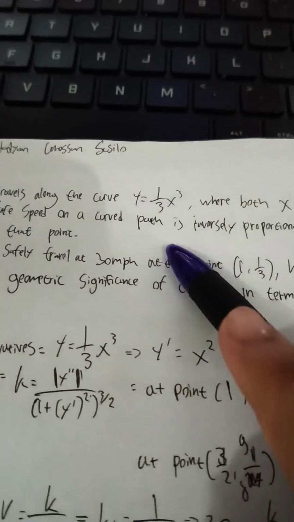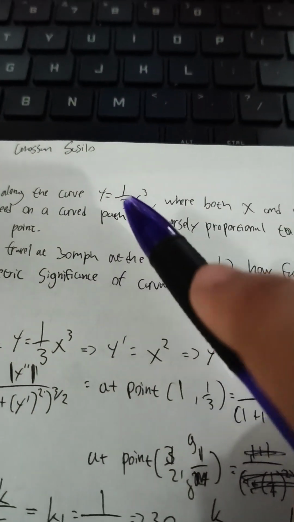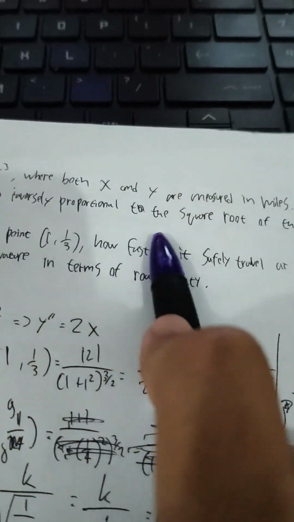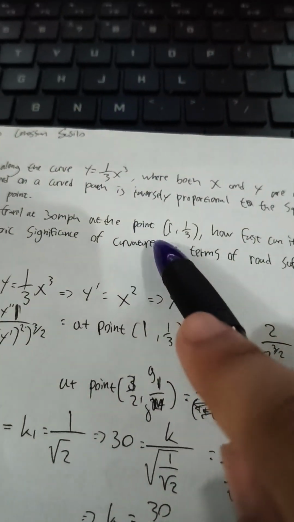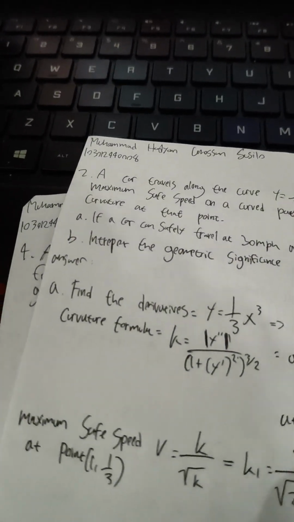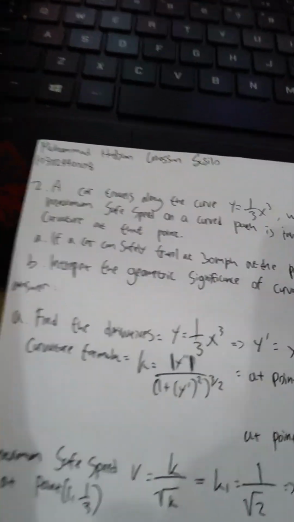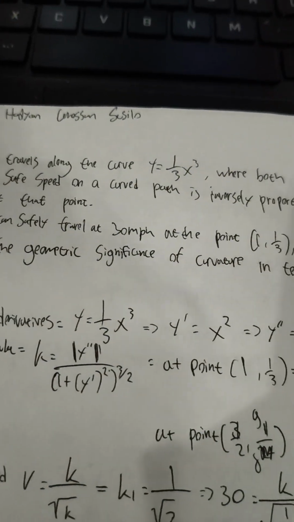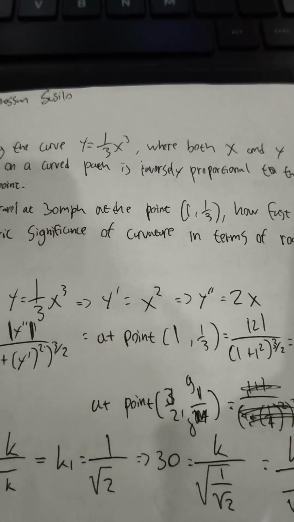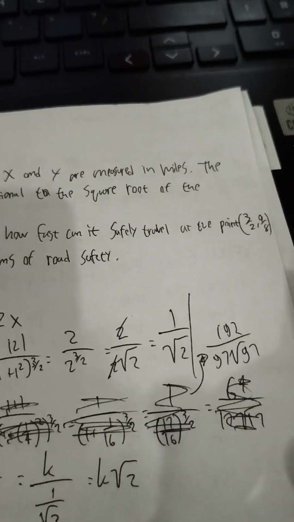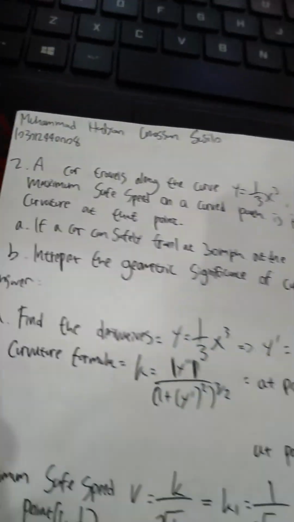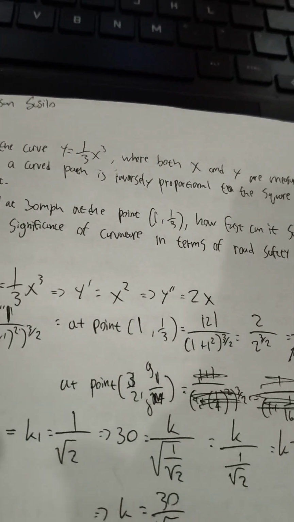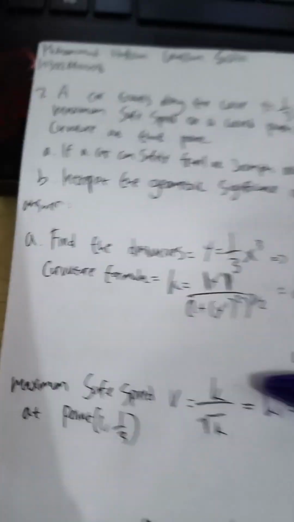A car travels along the curve y = (1/3)x³, where both x and y are measured in miles. The maximum safe speed on a curved path is inversely proportional to the square root of the curvature at that point. I have to do two things. A, if a car can safely travel at 30 miles per hour at the point (1, 1/3), how fast can it safely travel at the point (3/2, 9/8)? And B, interpret the geometric significance of curvature in terms of road safety.